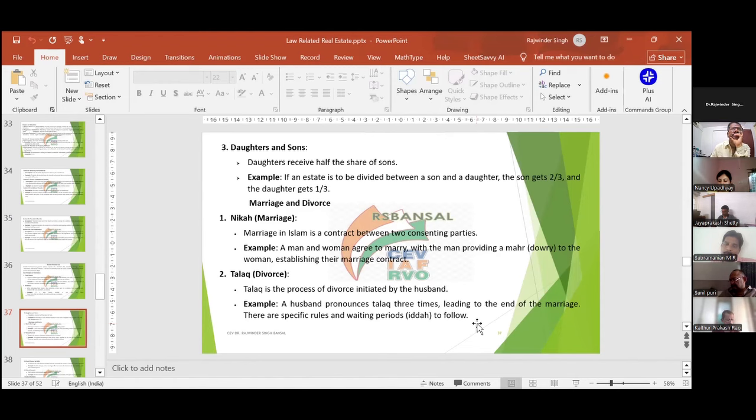And marriage and divorce. As per this act, marriage in Islam is a contract between two consenting parties. For example, a man and a woman agree to marry with the man providing a meher to the woman, establishing their marriage contract. Then talaq, the process of divorce initiated by the husband. A husband pronounces talaq 3 times leading to the end of the marriage. There are specific rules and waiting periods to follow.